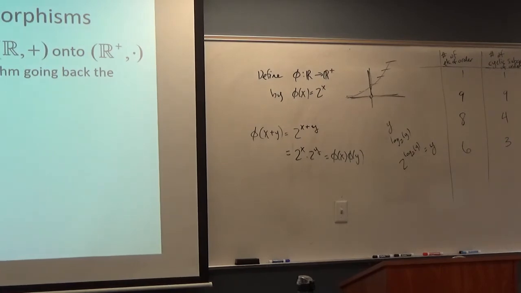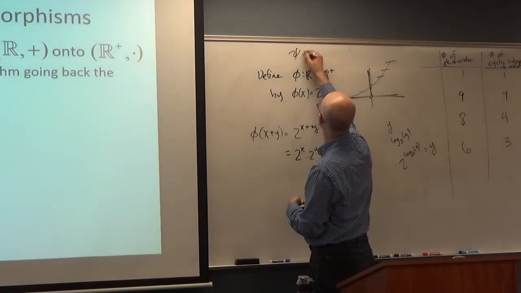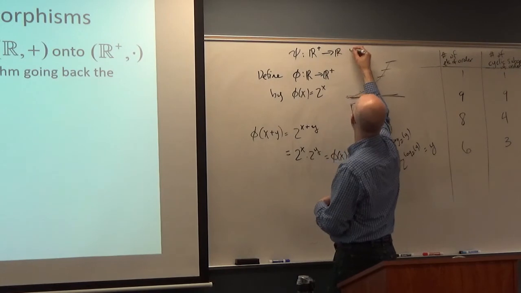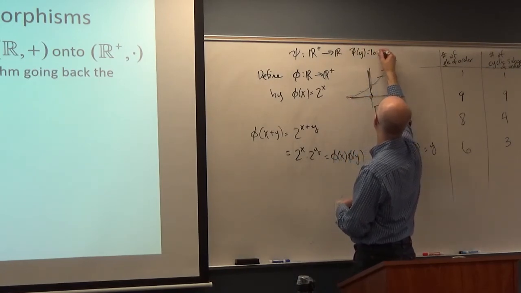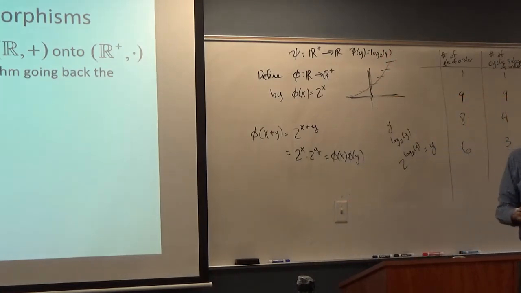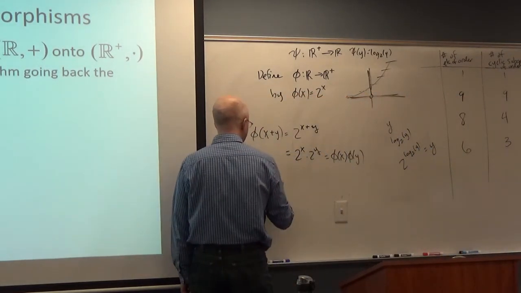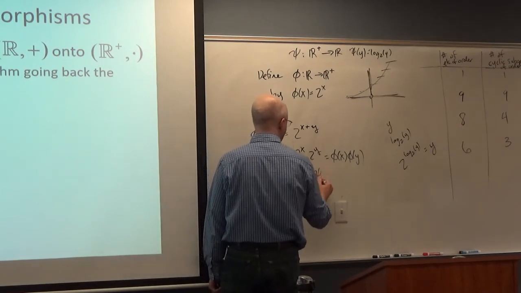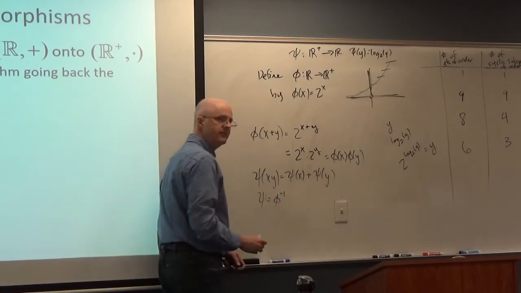And by the way, it can go back the other way. You can define, call it psi, from R plus to R by psi of, I'll go ahead and call it y, equals log base 2 of y. And properties of logarithms would allow you to verify that's operation preserving. You'd end up verifying that psi of x times y equals psi of x plus psi of y. Psi is the inverse function of phi. Here, by the way, I could have written phi inverse.